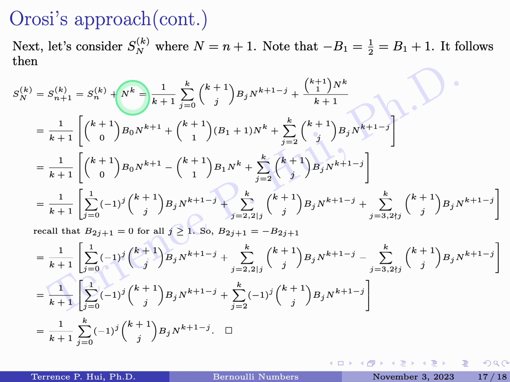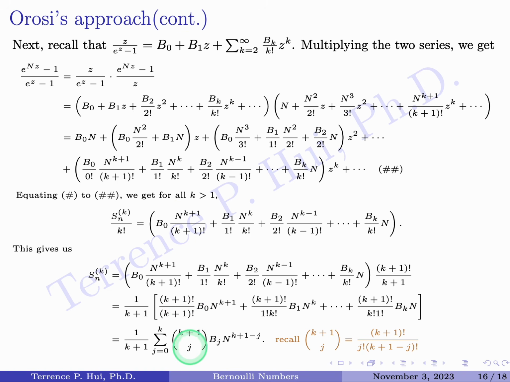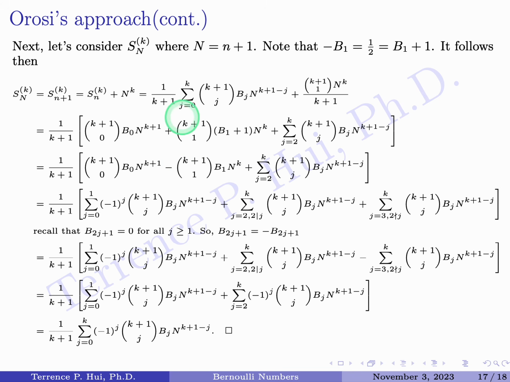Now I'm going to write this as follows. But S of n, k we have already established is equal to this guy, so let's just replace it in like this. Now, what about capital N to the k? I'm going to write it as k+1 over k+1 times capital N to the k. But on the top, k+1 is the same as k+1 choose 1 in combinatorial notation. So I'm going to deliberately write them like this.